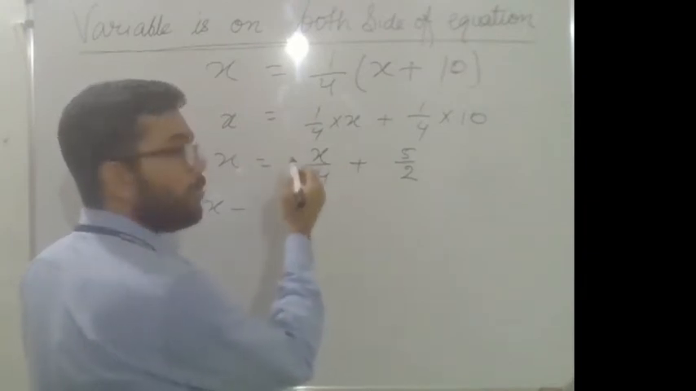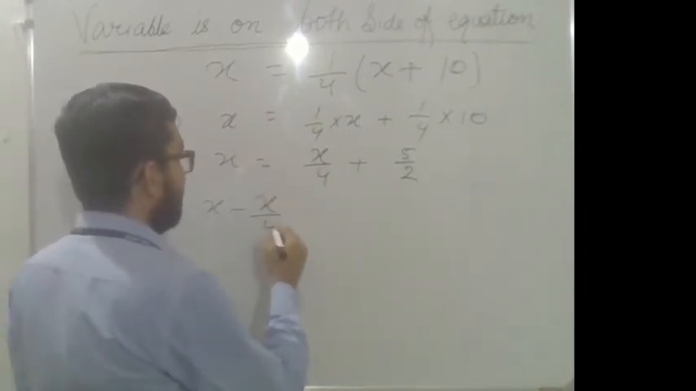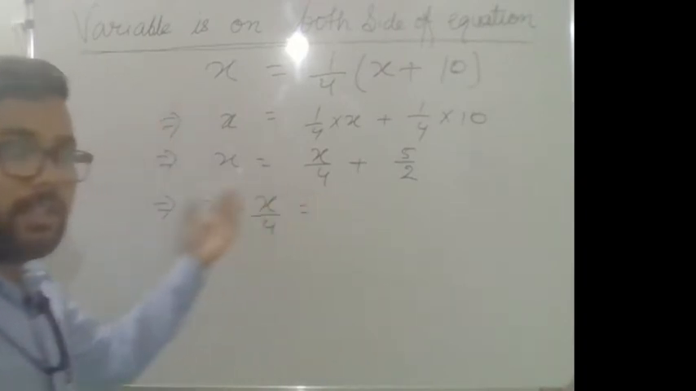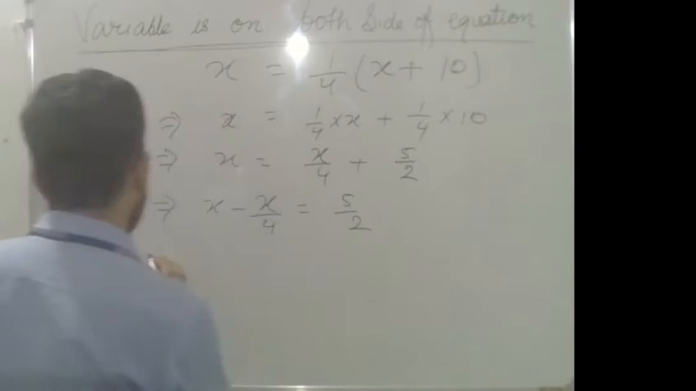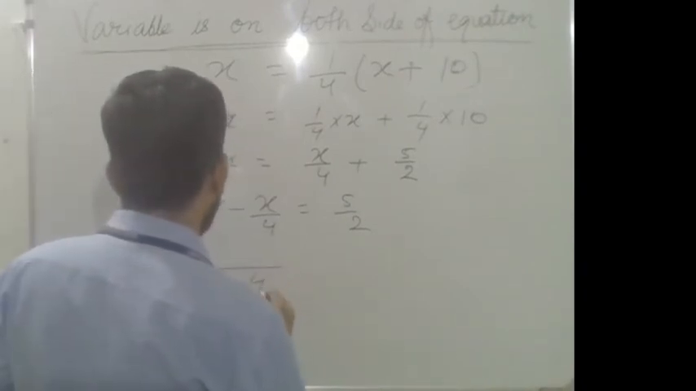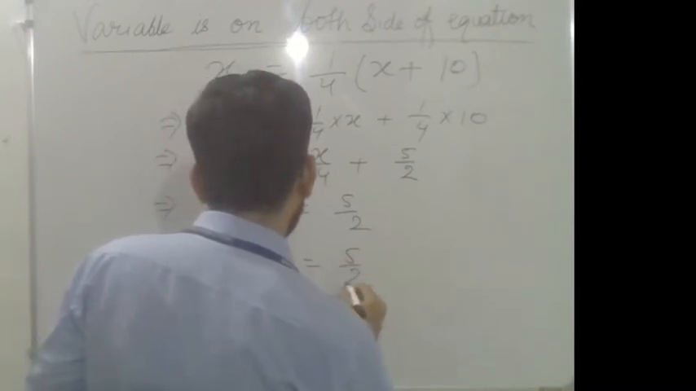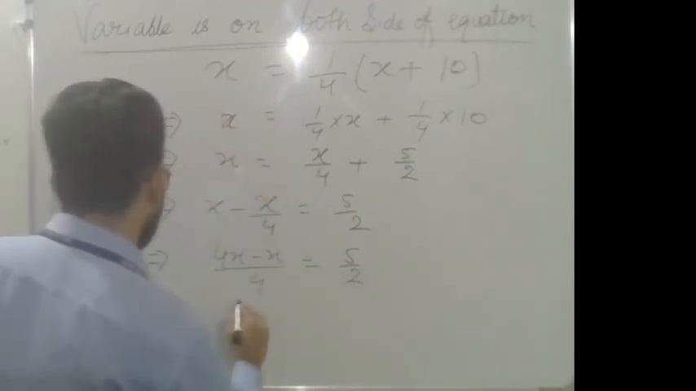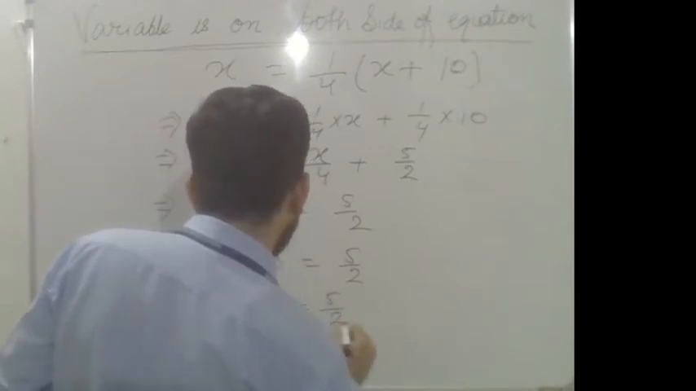X by 4 is in positive form, it will be converted into negative sign when transposed to the left side. Is equal to 5. For the LCM, 4x minus x, that is equal to 5 by 2. 4x minus x is 3x upon 4, is equal to 5 by 2.